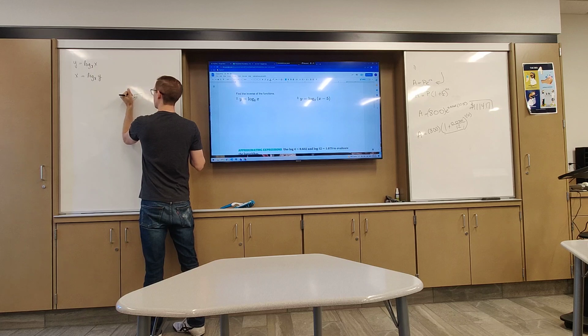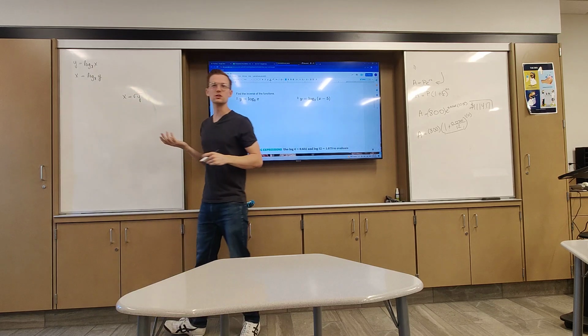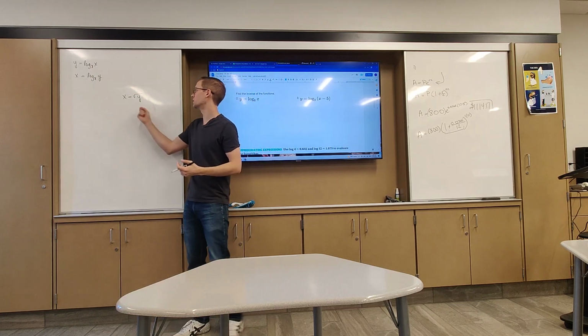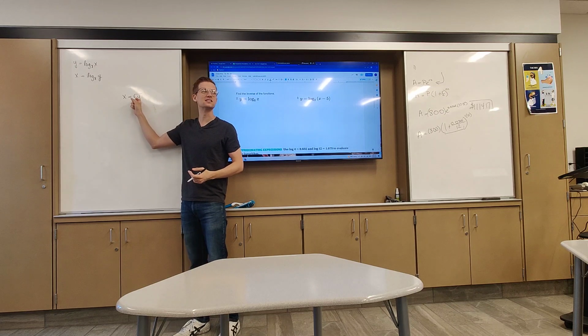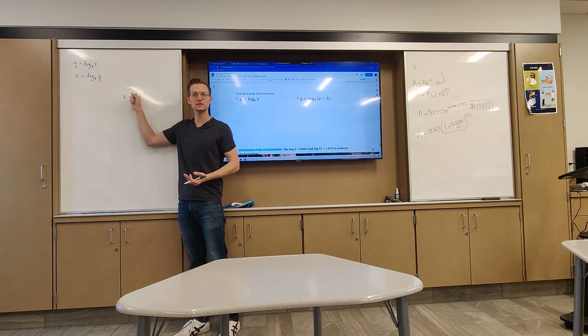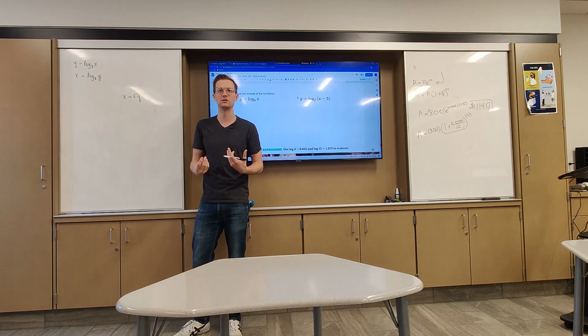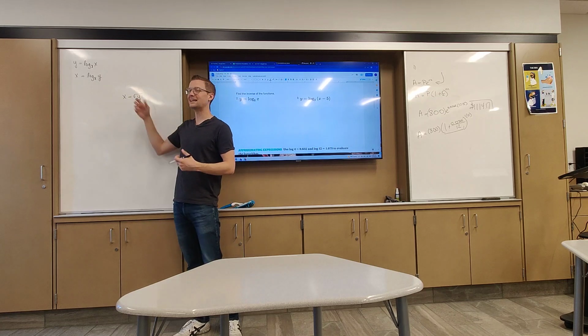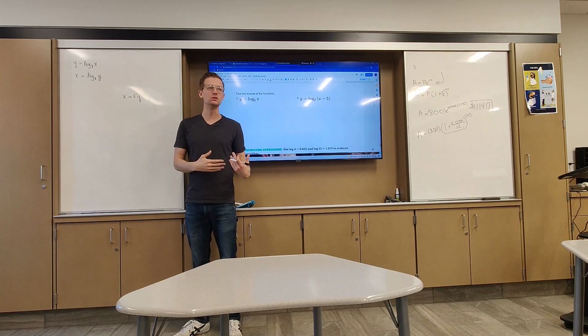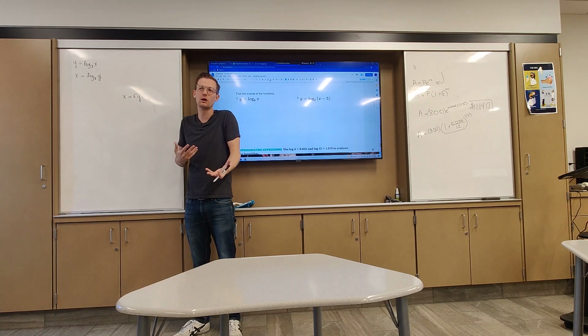x equals square root of y. If I ask you to solve for y, what is the issue here? The issue is that the y is stuck inside my square root function, and I want to get it out of my square root function. How do I do that? Well, what is the inverse of a square root? What's the opposite of a square root?